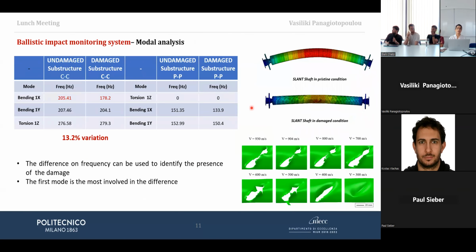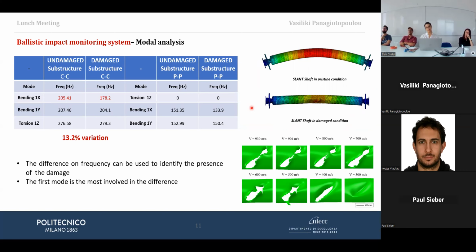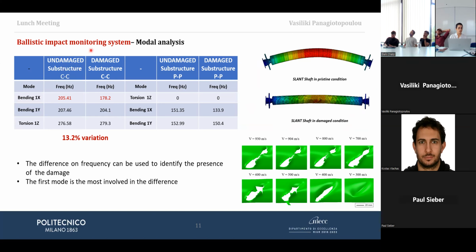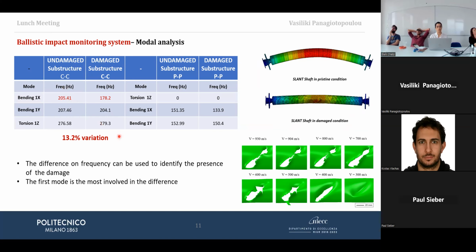Before doing that, though, we perform modal analysis in order to understand how much reduction we are expecting for at least the first 3 eigenfrequencies. And for different boundary conditions, clamped or pinned, we compare the undamaged substructure and the damaged one. We can see that at least for the first natural frequency, we expect a drop of 13%.